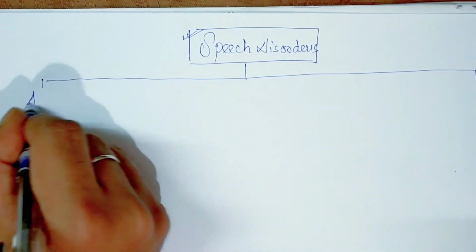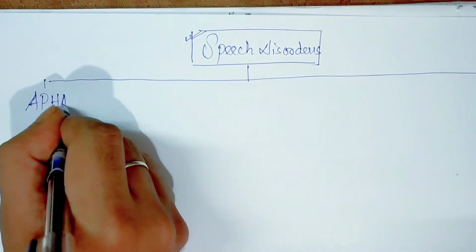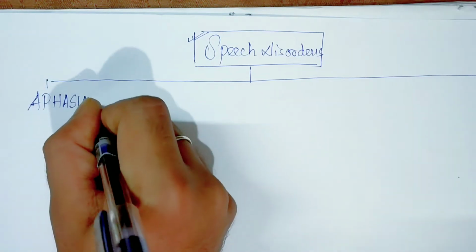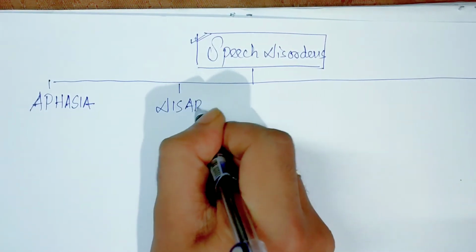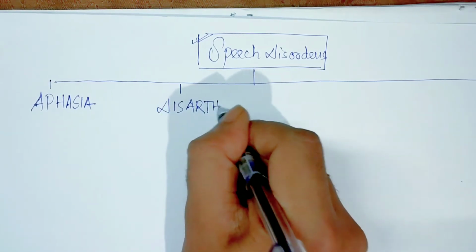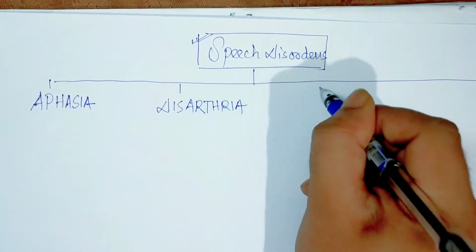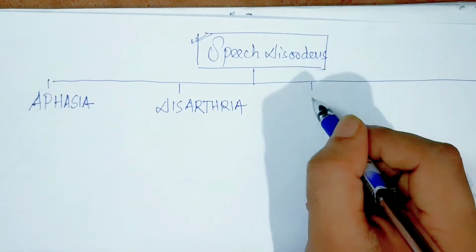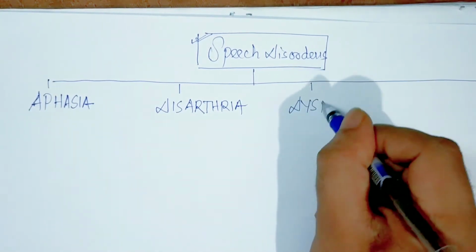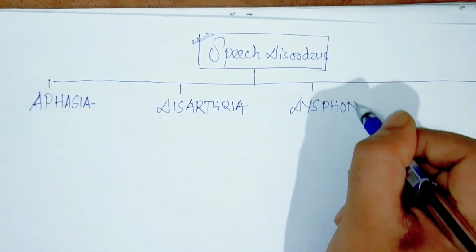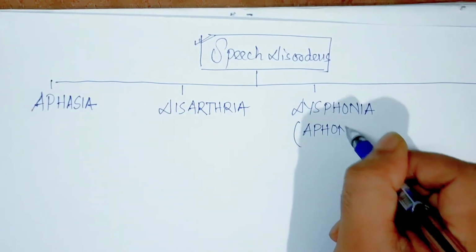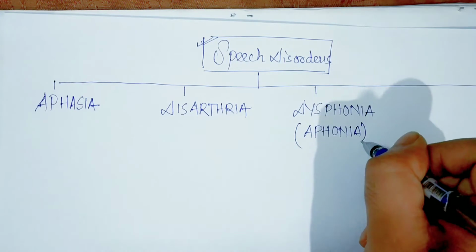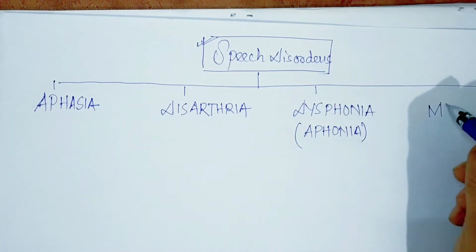They are called aphasia, dysarthria, dysphonia, and also dysphonia is sometimes called aphonia, and mutism.